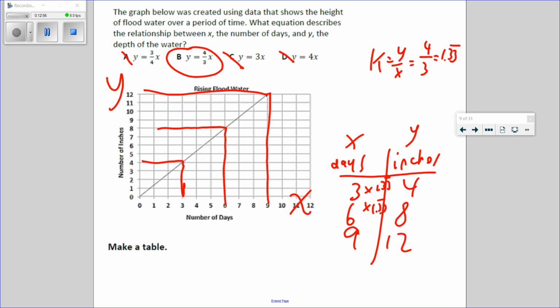All right, so that is just how using constant of proportionality can help you to write an equation for the relationship between x and y.